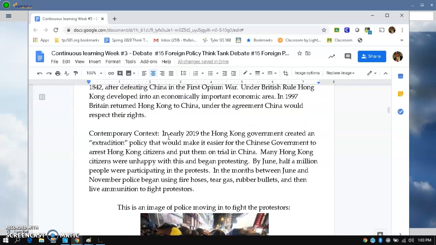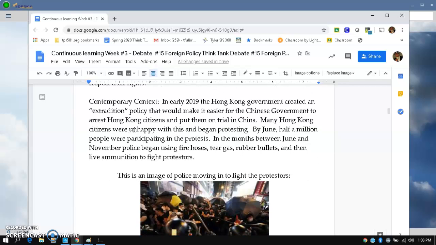In 2019, the Hong Kong government was creating a policy about extradition that would allow the Chinese government to essentially take people from Hong Kong who committed a crime and give them a trial in China. If you were somebody from Hong Kong, do you really want to be given a trial outside of where you live? Do you think you get a fair trial? Anyway, you're going to read this article.